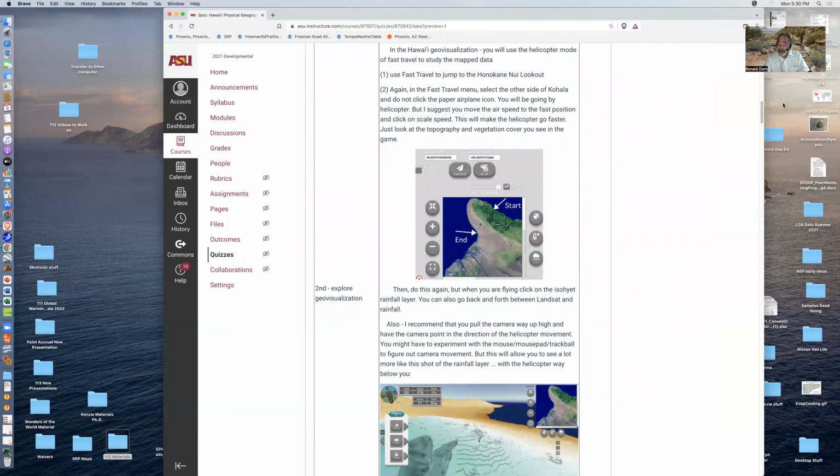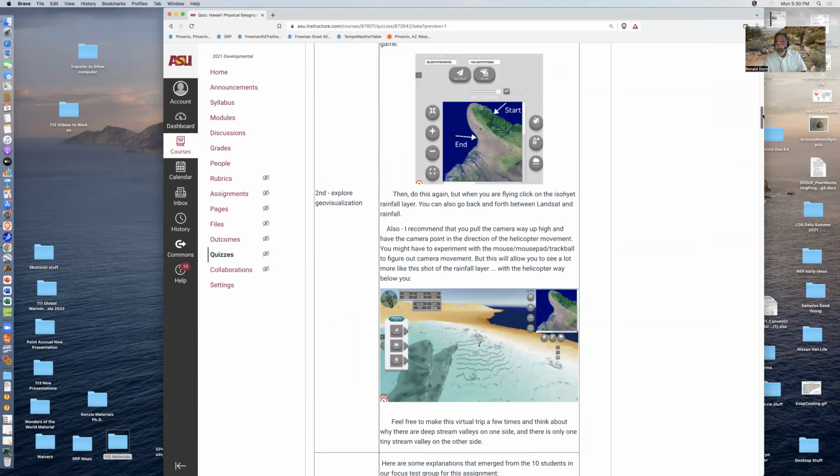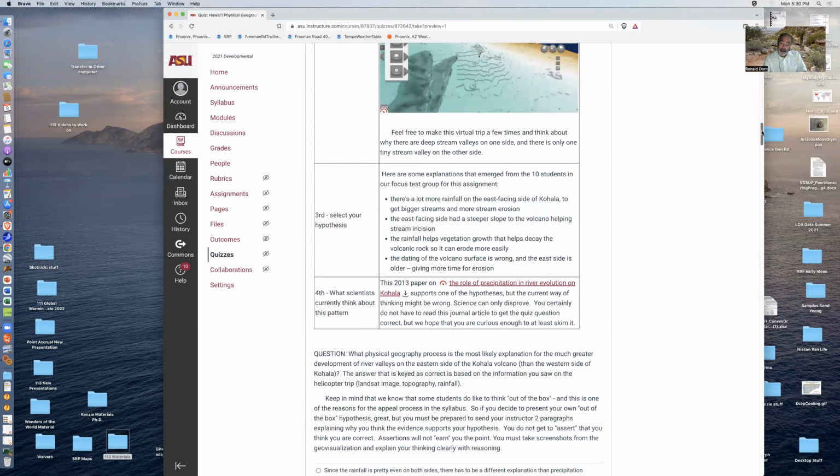So the second thing is to explore, to examine the game, to look at the different layers, read the instructions. And then the third thing that you're supposed to do with this question is select a hypothesis to explain what you just saw on this helicopter ride.